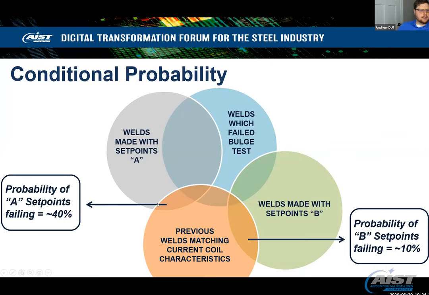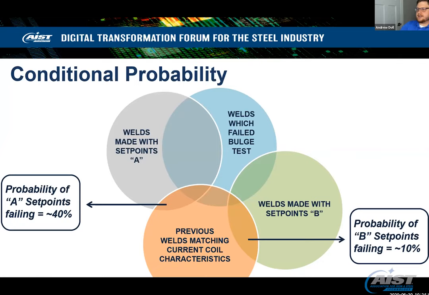We can look at set points A versus B, and just in the data, what the probability of failing using set points A and B. So again, a slightly simplified explanation of what is going on in the model, but that is at its core what Bayesian statistics and conditional probability is looking at. But this method only works if it's accurate.